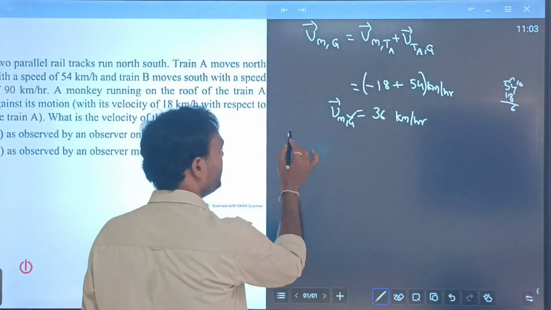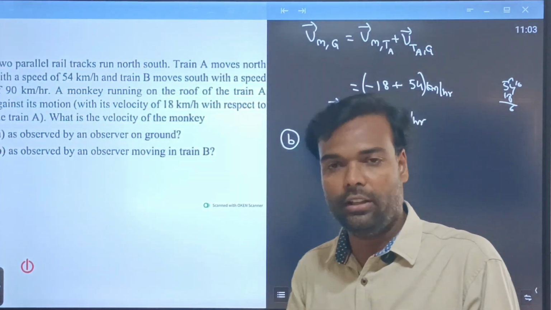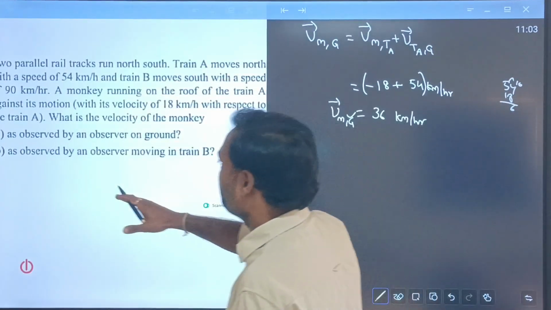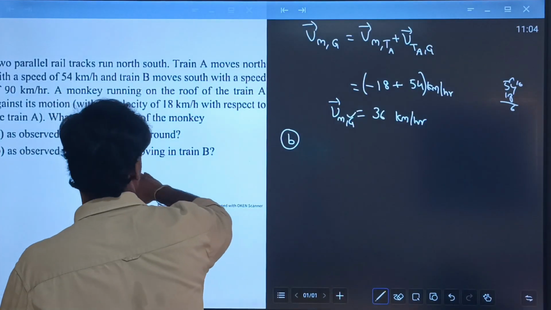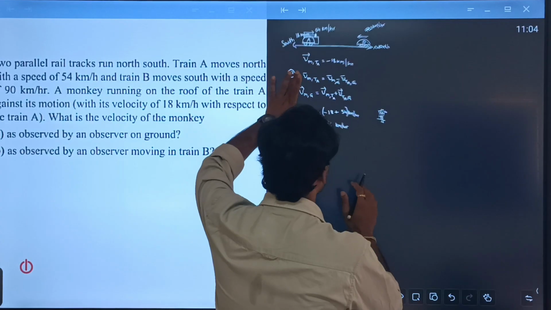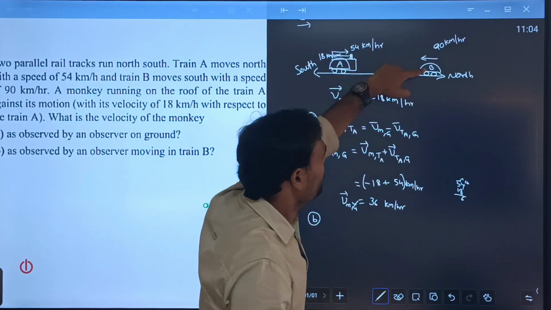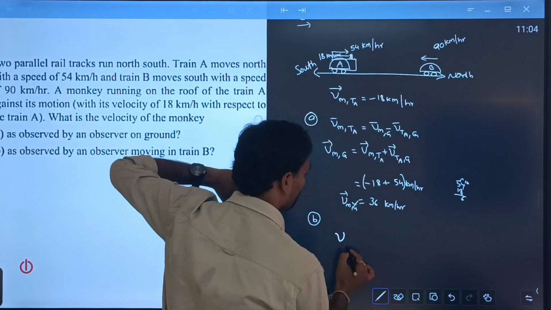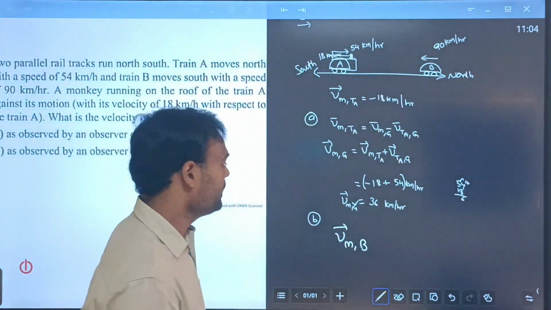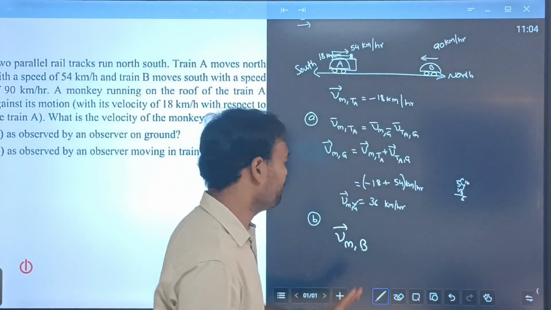Now, let us see case B. What I am discussing here are the most conceptual and application oriented problems, so that you can solve problems of whatever level at your examination standard. Here, as observed by an observer moving in train B, you have to note one point. The observer is in B, so we need the velocity of monkey with respect to B.